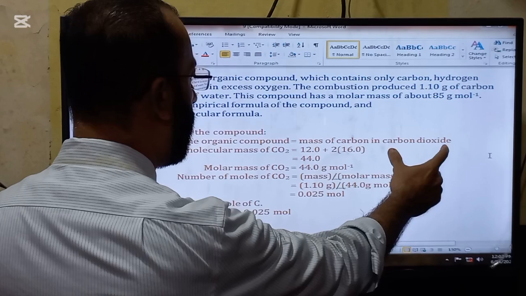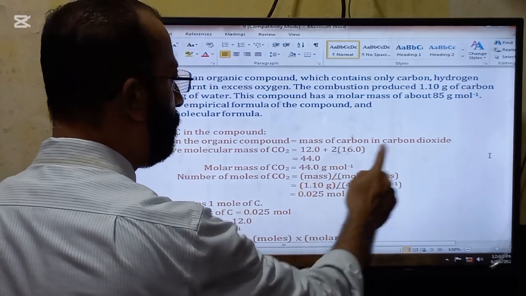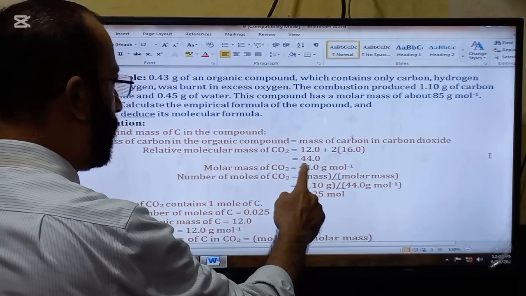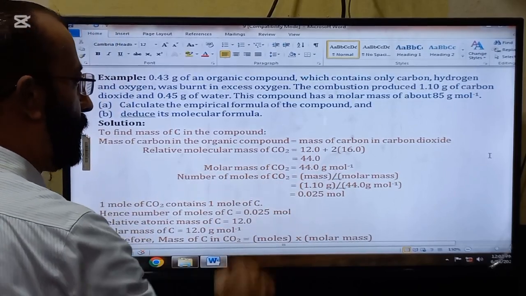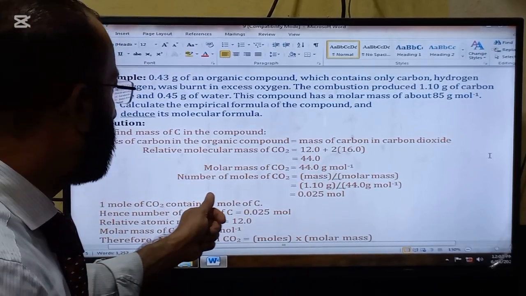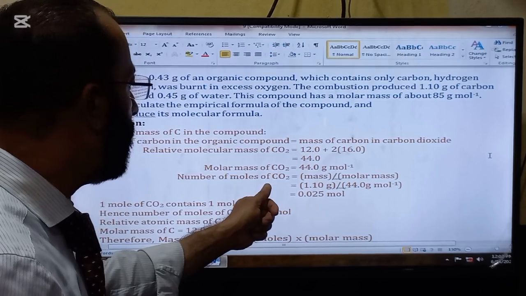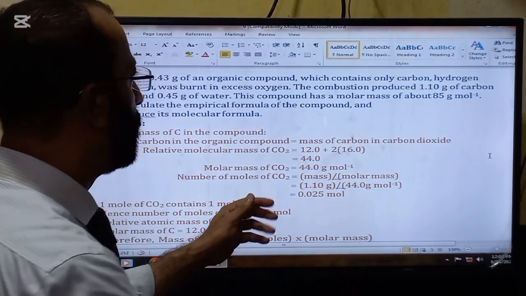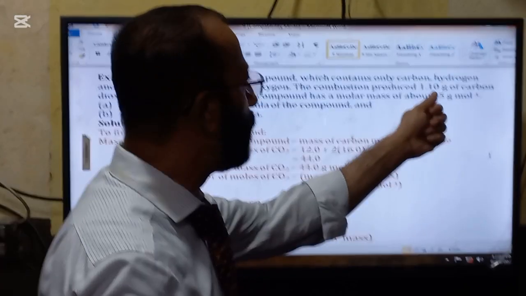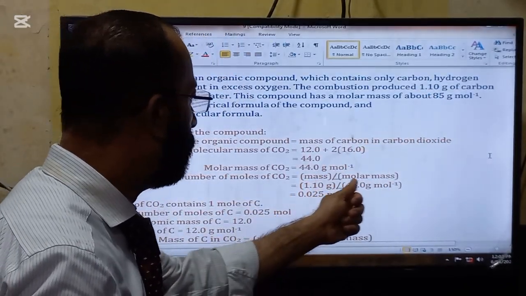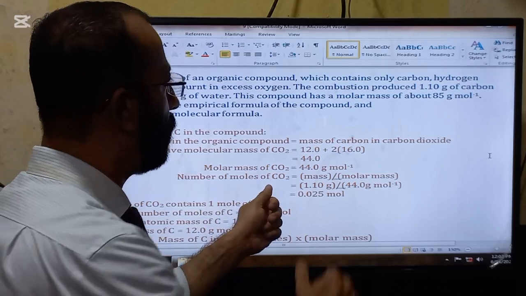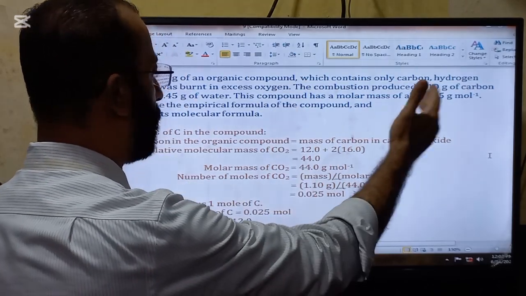So carbon dioxide: C is 12, O is 16, 2 atoms are there. So 2 into 16, so this is the relative molecular mass of CO2. The number of moles of CO2 will be equal to mass over molar mass. So this is the mass 1.10 over molar mass 44. So these are the number of moles of carbon dioxide which are produced in the process.